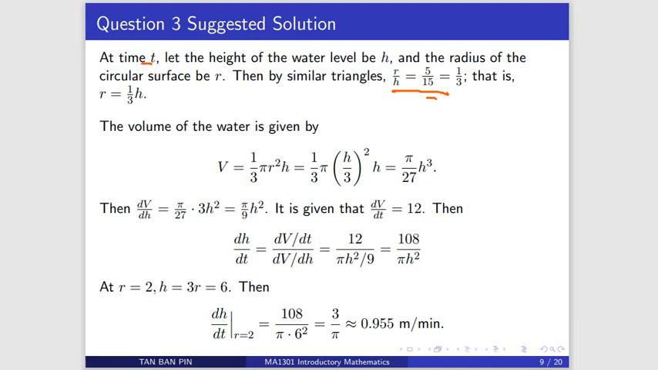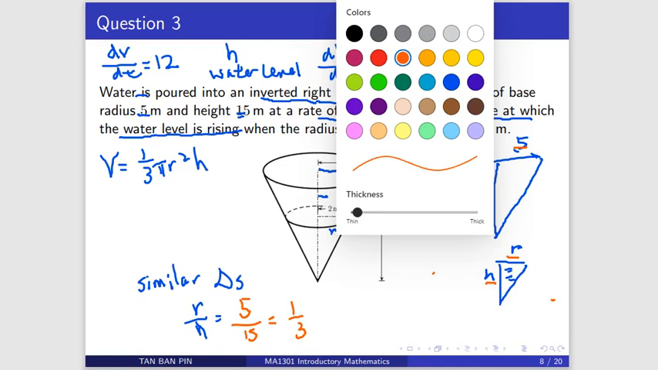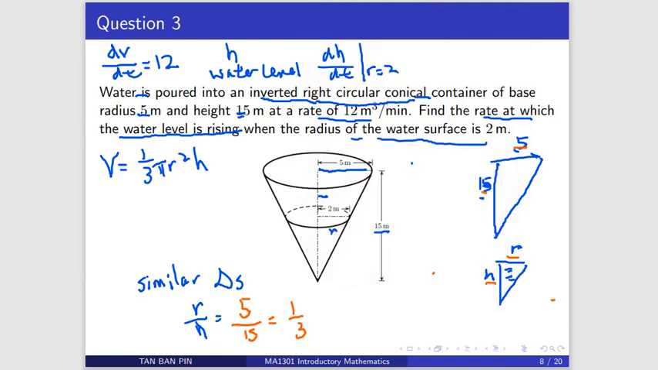At time t, you let the height of the water level be h, and the radius of the surface be r. Meaning when you fill in water, if the radius is r, then the height we call h. Okay, so that's how we have this. So when the surface radius is r, the height is h.